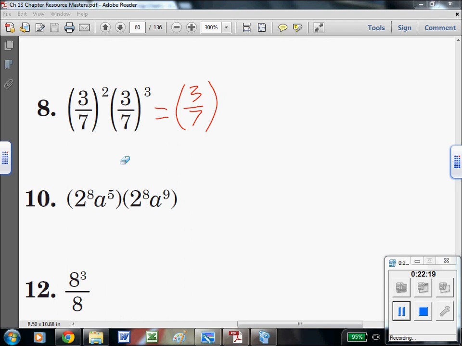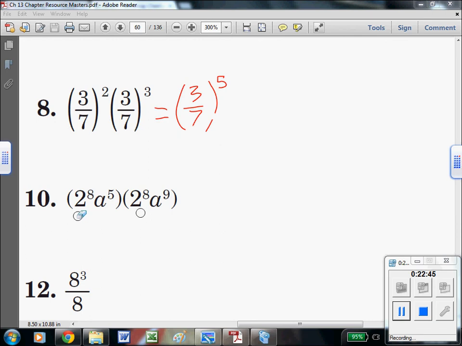So the base gets repeated just like before, 3 over 7. But now let's use the rule. When you multiply, remember we add the exponents. 2 plus 3, that's 5. So that means 3 over 7, all that to the 5th power. That's the answer to number 8. You're done. That's all you had to do for that question. Don't get freaked out because you see fractions. Yes, there's a way to see what this actually equals, but we don't care. The instructions said to find out what it equals using exponents.